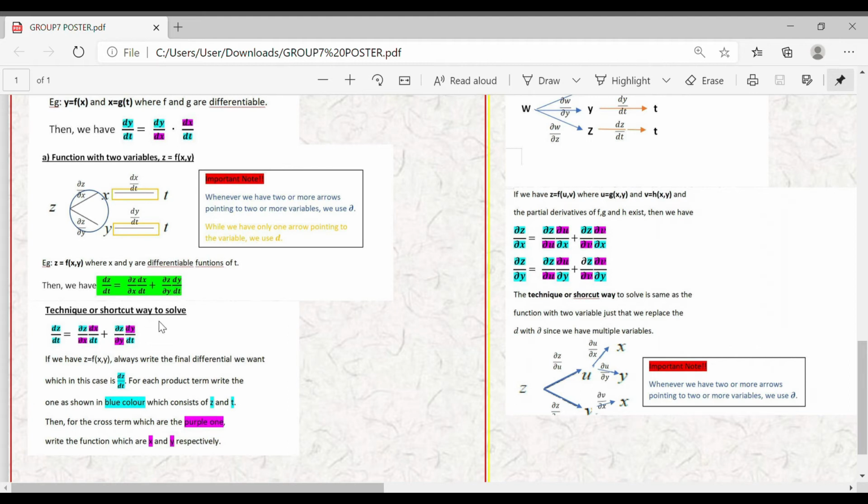So the technique or shortcut way to solve is, if we have z equals f(x, y), always write the final differential with 1, which in this case is dz/dt on the left hand side, and for each product term on the right hand side, write the one shown in the blue color, which consists of z and t. Then for the cross term, which are the purple one, write the function which are x and y respectively.